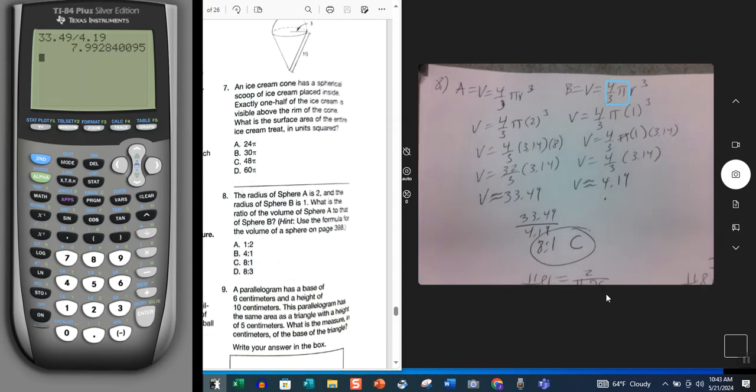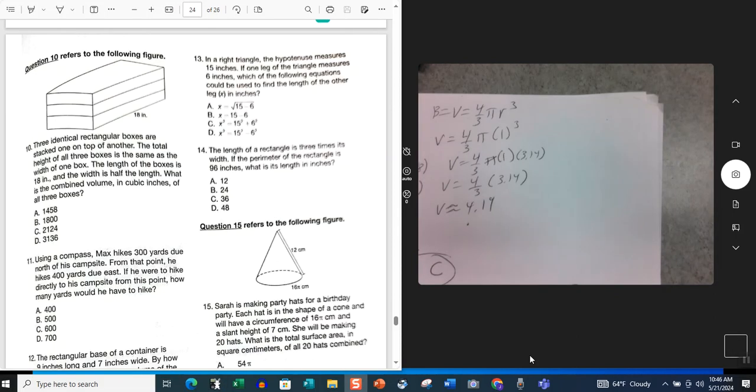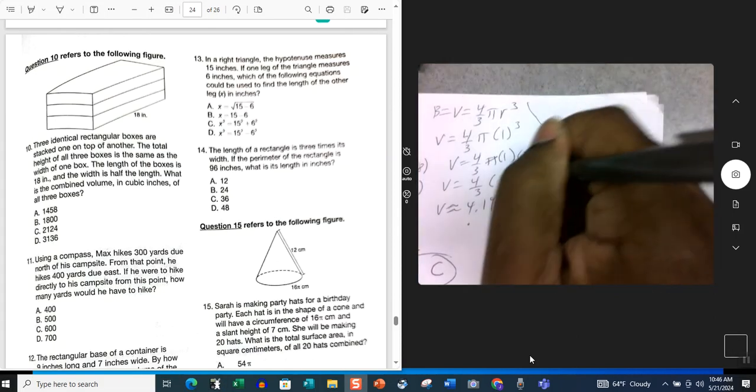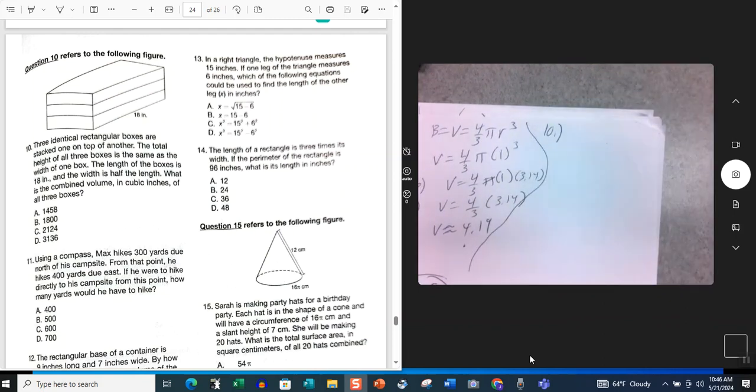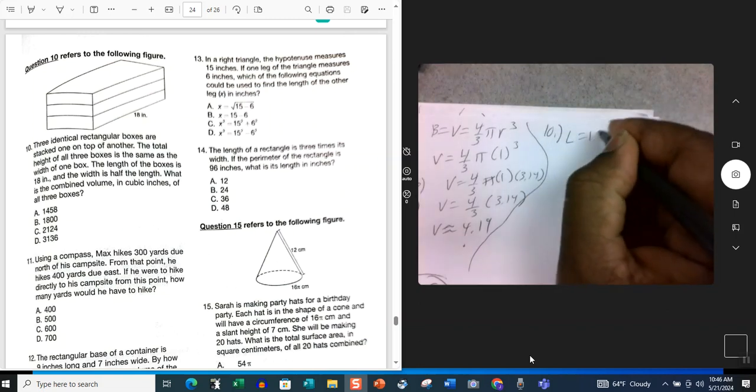All right, so now we move on. Now we're going to move on to problem number 10. Okay, with problem number 10, it says here, 3 identical rectangular boxes are stacked one on top of another. The total height of all 3 boxes is the same as the width of one box. The length of the boxes is 18 inches. So we have our length is 18 inches.